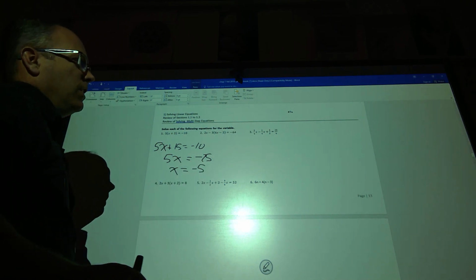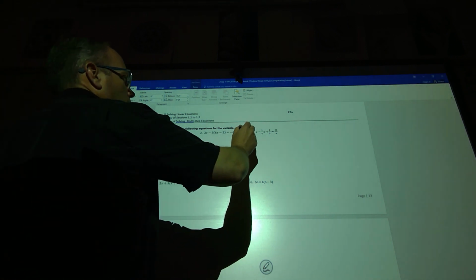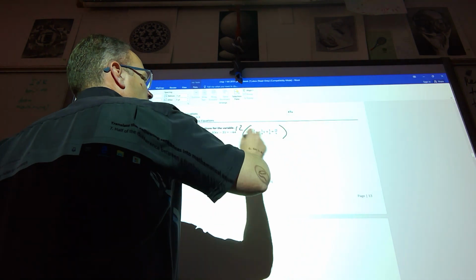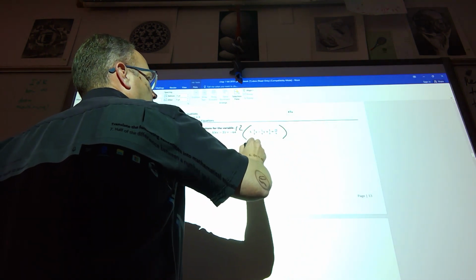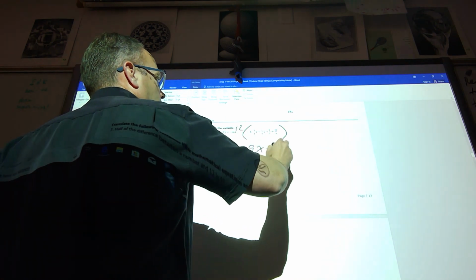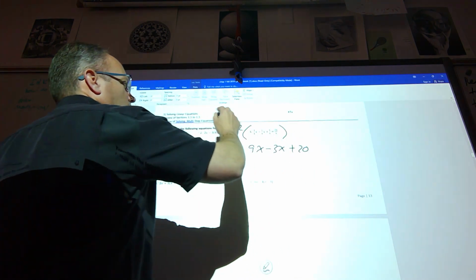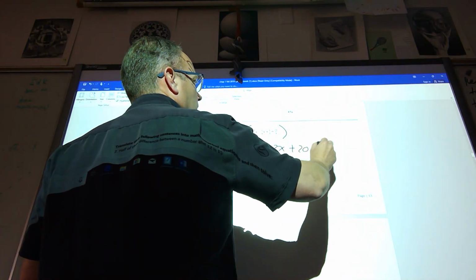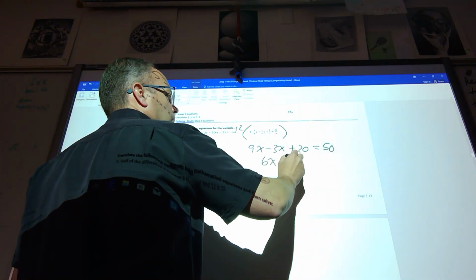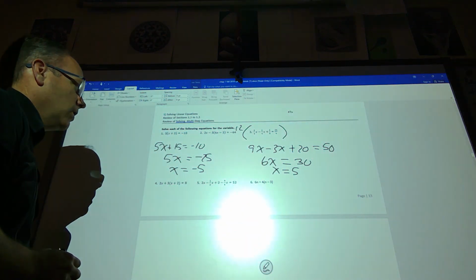Number 3, let's clear the denominator. So 4, 3, and 6. The smallest number that goes into all of those would be 12. Okay, so 3/4 of 12 is 9x. Minus 4 goes into that, so that's going to give me negative 3x. And 3 goes into that 4 times, so that gives me 20. And then 6 goes into 12 twice, so that's going to give me 50 over here. So I'm going to get 6x, and I'm going to subtract 20, so that's going to give me 30. So x is equal to 5 when I divide each side by 6.